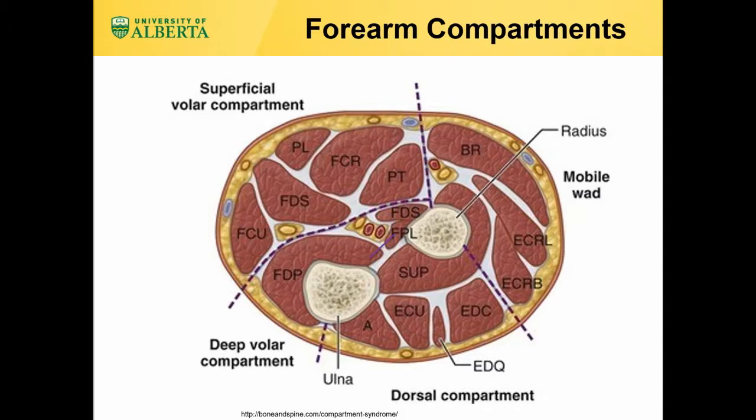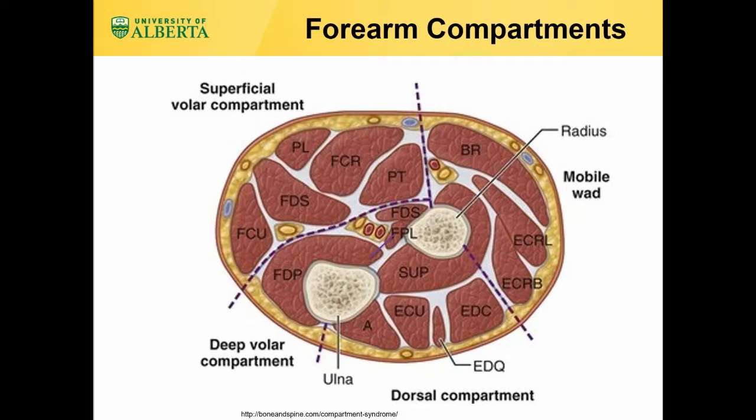The deep volar compartment contains the flexor digitorum profundus, flexor pollicis longus, and pronator quadratus muscles. This compartment hosts the anterior interosseous nerve, which is a branch of the median nerve, as well as the ulnar and common interosseous arteries. This is the most common location for a compartment syndrome of the forearm.